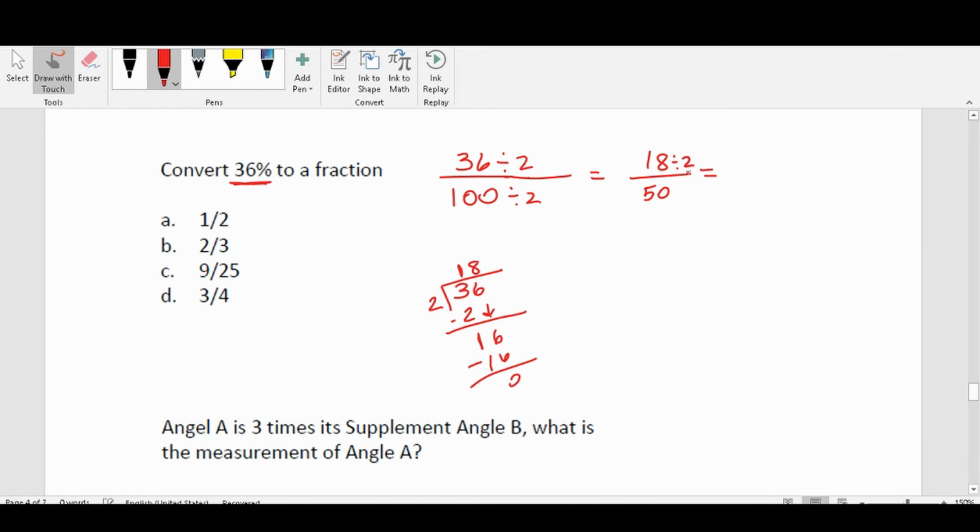Let's go ahead and reduce it by another factor of 2. 18 divided by 2, of course, is 9. 50 divided by 2 is 25, which we can see right there is an answer choice. Again, you have to know how to convert percentages to fractions, and again, it's fairly easy. Put it over 100 and reduce accordingly.